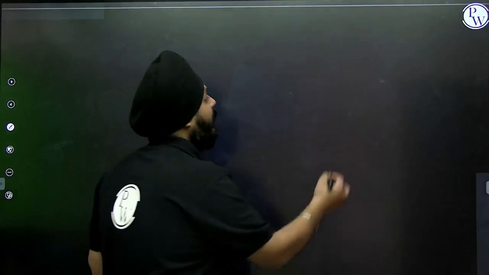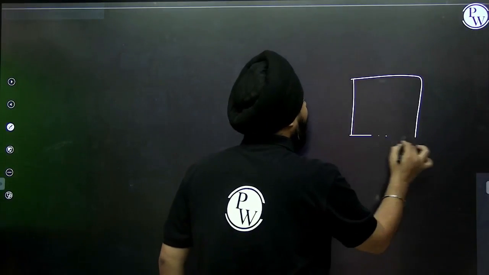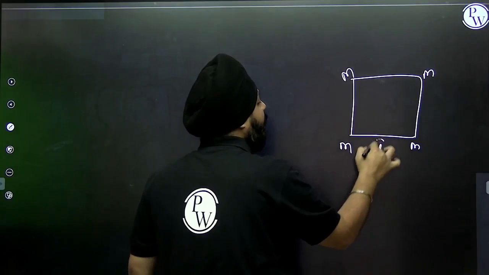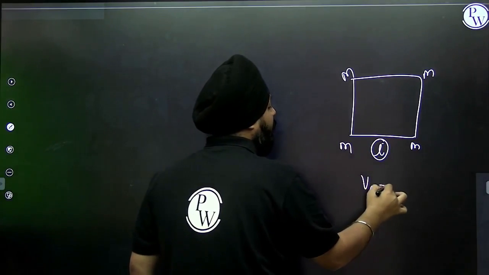Suppose this is a homework from my side. 4 identical particles are there. They are placed on the vertices of a square of length L. What will be the velocity of each m?